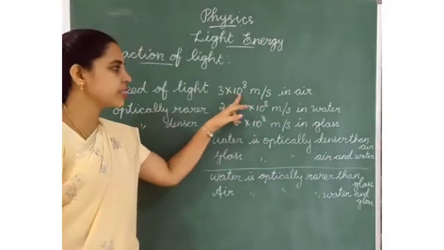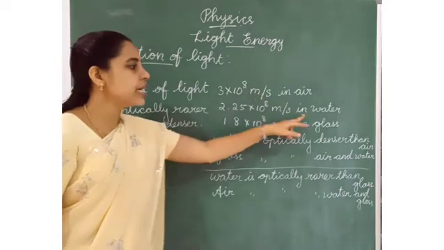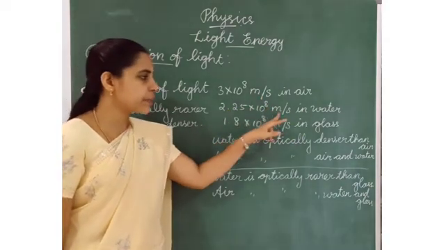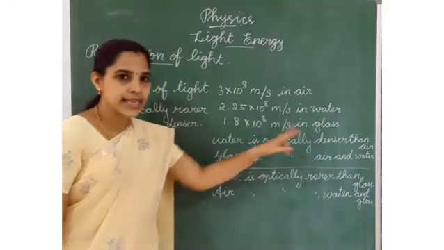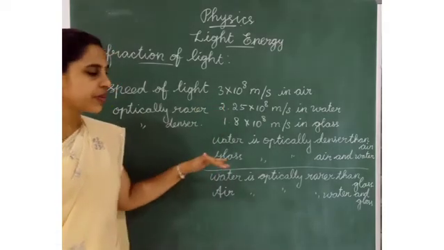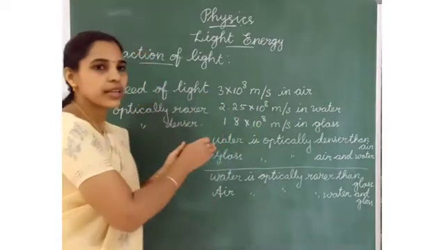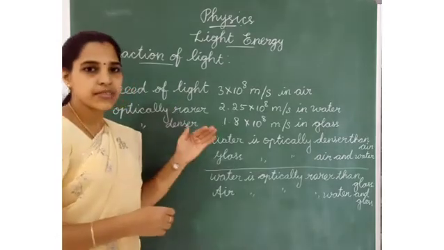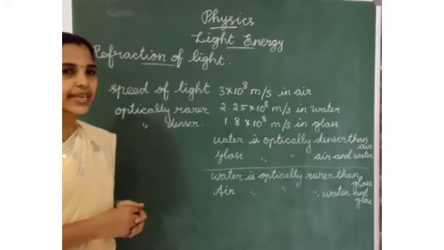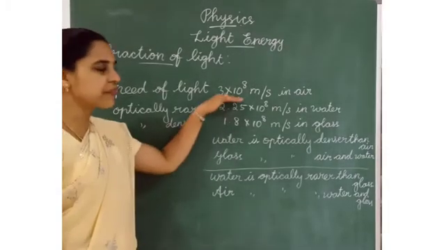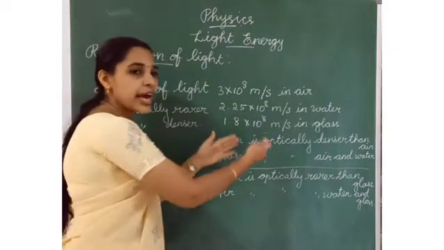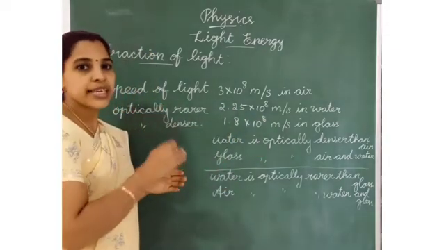The speed of light in different media: in air, 3 into 10 power 8 meter per second; in water, 2.25 into 10 power 8 meter per second; in glass, 1.8 into 10 power 8. From here we will know how the speed of light changes according to whether the medium is optically rarer or optically denser. When the value is more, it is rarer, but when the value is less, it is optically denser.